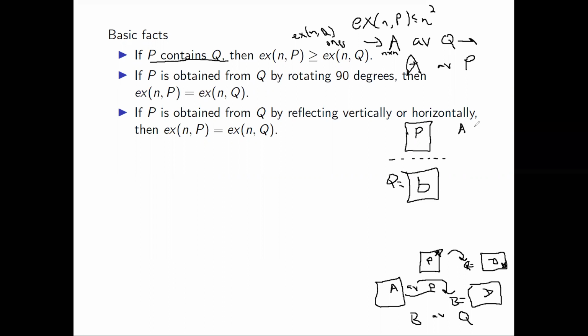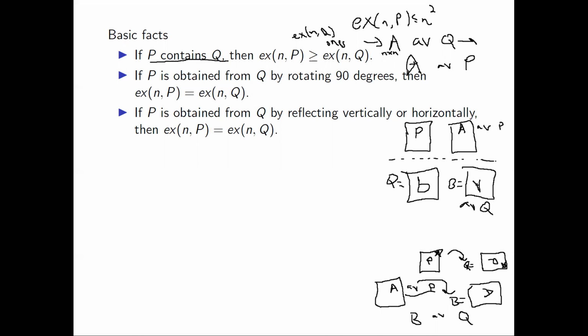So if A avoids P, then we can just do that same reflection. And this new matrix B right here, obtained by reflecting A, that one must avoid Q. And it must avoid Q, or else A would have contained P.